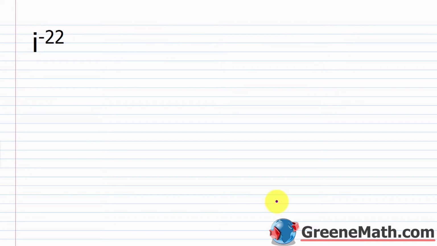All right, what about i raised to the power of negative 22? Don't get scared if you see a negative exponent. Remember, if you get a negative exponent, you take the reciprocal of the base, okay, so it would be 1 over i, and you make the exponent positive, so it's to the 22nd power. So again, I'm just using my same process here.